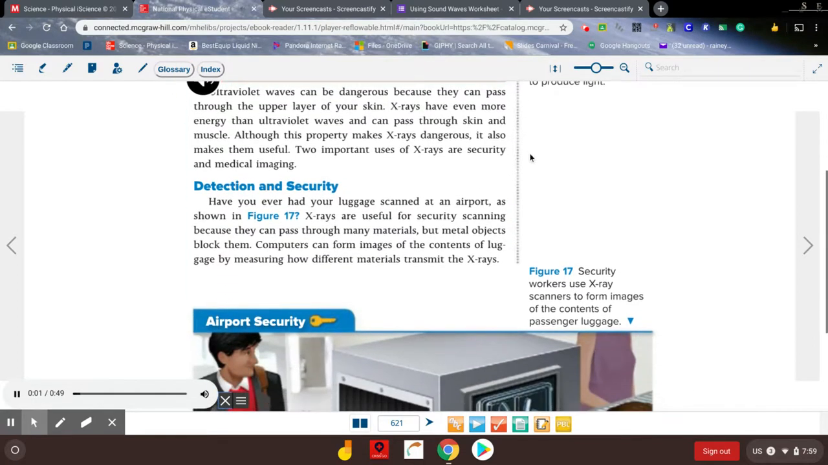X-rays. Ultraviolet waves can be dangerous because they can pass through the upper layer of your skin. X-rays have even more energy than ultraviolet waves and can pass through skin and muscle. Although this property makes X-rays dangerous, it also makes them useful. Two important uses of X-rays are security and medical imaging.